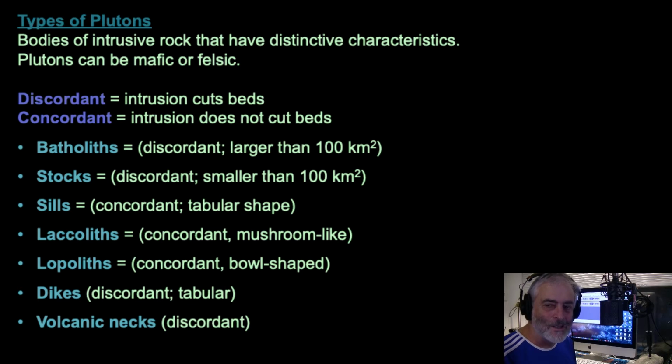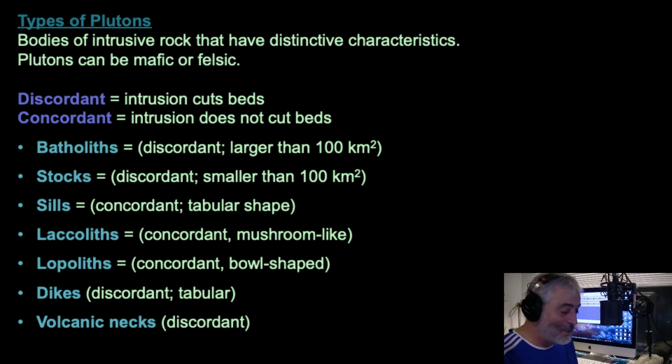And so a stock is a much smaller igneous body, very localized compared to a batholith. And so batholiths may constitute entire mountain ranges. A stock, on the other hand, is going to be a very small sort of feature by comparison. So it's less than 100 kilometers in size.